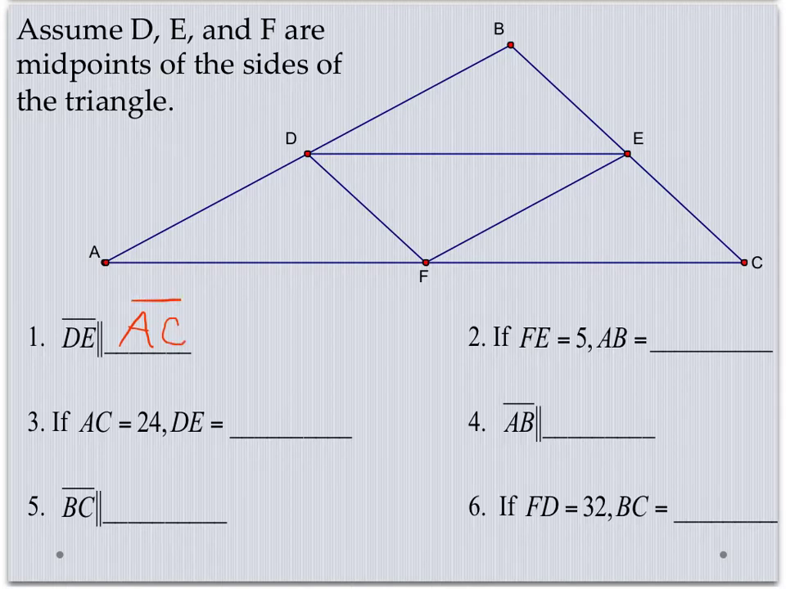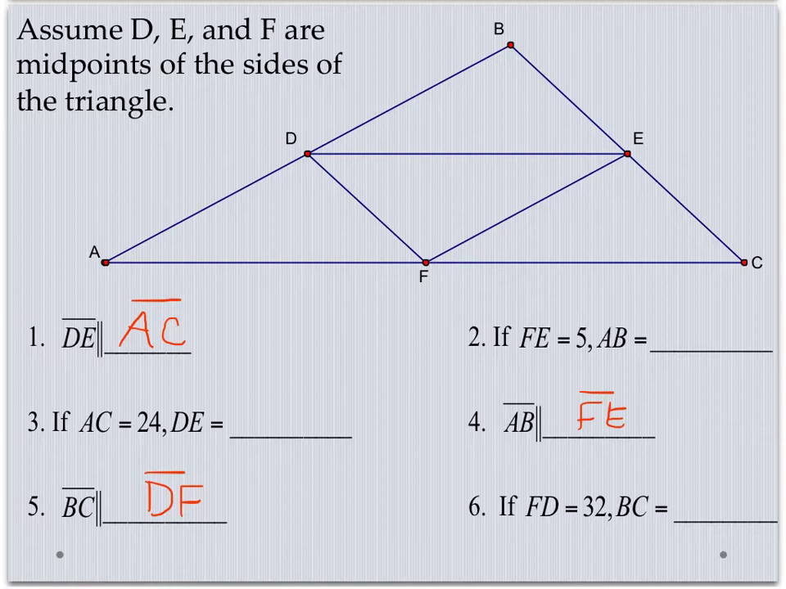We can also go down here to number 4. I see that AB must be parallel to its midsegment, FE. So I can write that in now as well. And I'll go down to number 5 since we're working on the parallel ones first. BC is parallel to its midsegment, DF. These should be pretty easy because you can just see them on the picture. No surprise, those lines look parallel. Let's just draw them out.